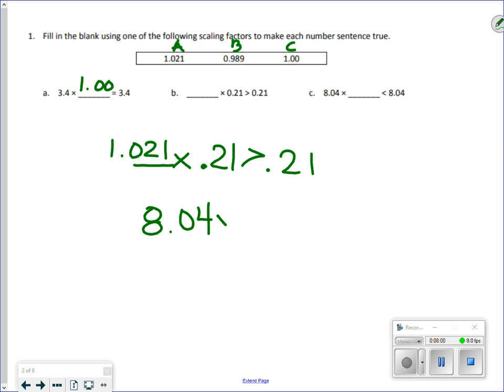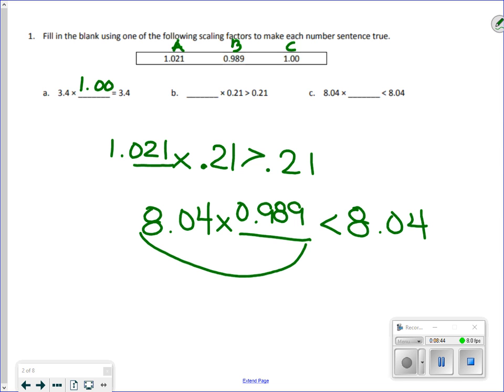8 and 4/10 times something getting less than 8 and 4/10. Now, by process of elimination, we should know that it's going to be B, but I always want to check it anyway, because sometimes we can mess up. So we're assuming that it's going to be 989 thousandths. Do we agree that that's what's supposed to go in there? Yeah. Because what Quinn blurted earlier is that because this is less than 1, this whole product should get smaller. So you agree with that? Okay.